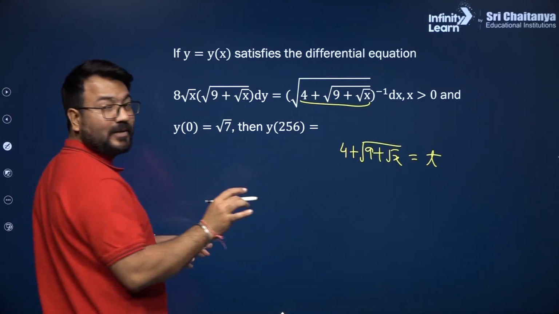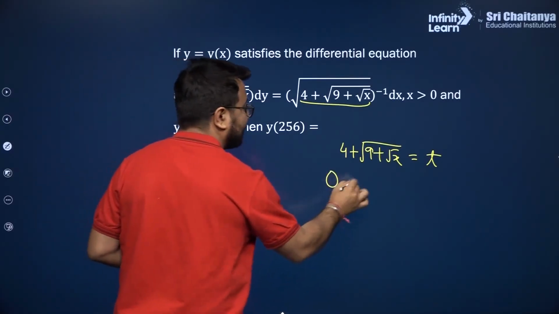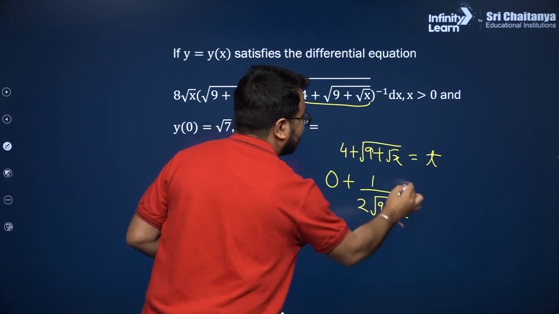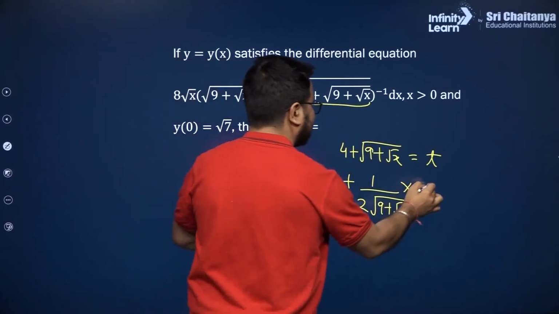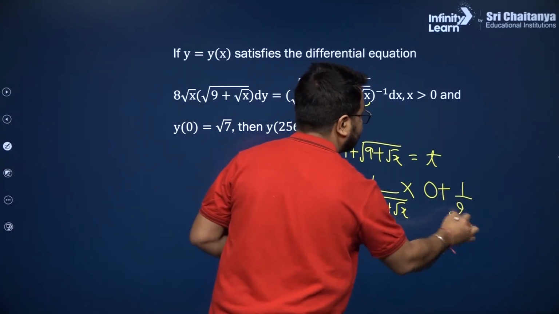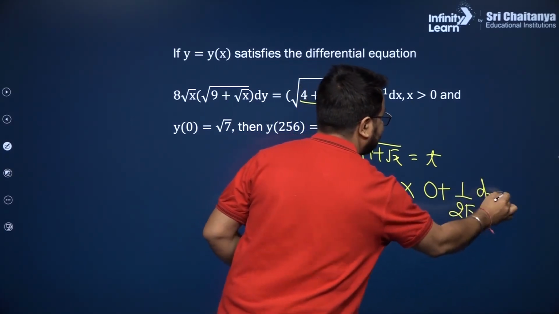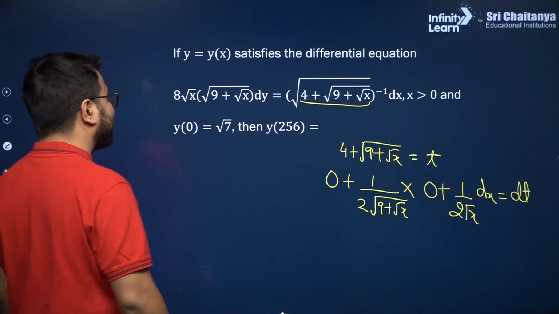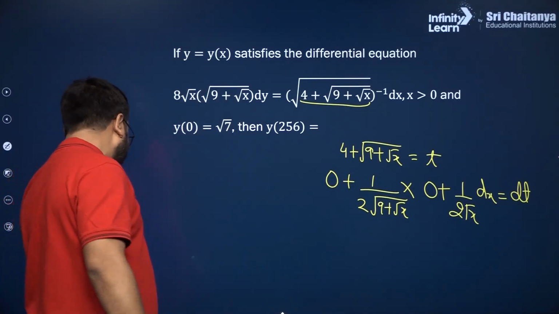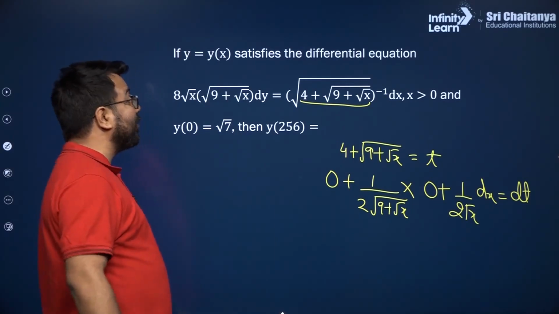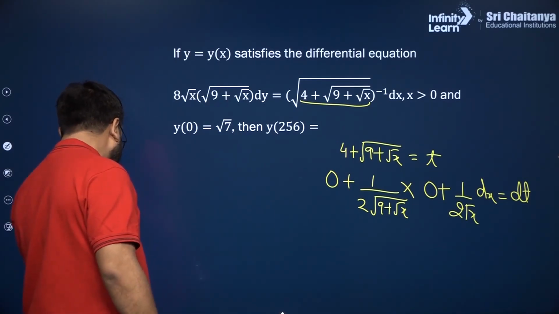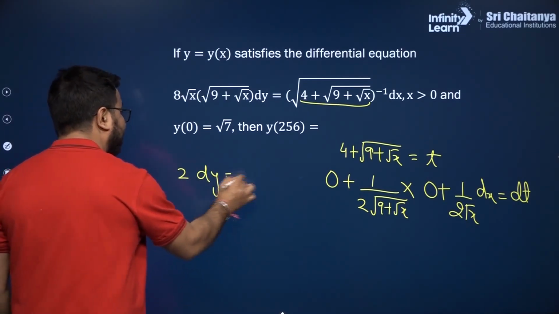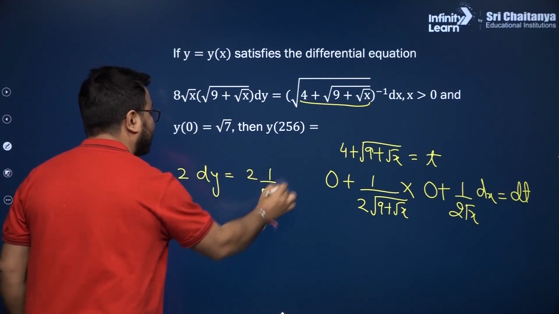If I assume this particular expression as t, here the differentiation will be 0, here it will be 2 root (9 plus root x), and then we will have the differentiation of 9 as 0, then the differentiation of root x will be 1 upon 2 root x, then dx, and here I will be able to write this expression as dt. So finally the entire expression will be converted into the form of t, and the final differential equation that we are obtaining here is 2 dy equals 1 upon root t dt.